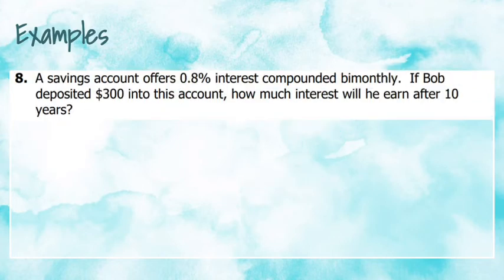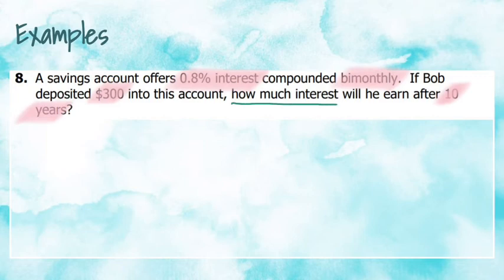So let's do another example. This problem says a savings account offers 0.8% interest compounded bi-monthly. If Bob deposited $300 into this account, how much interest will he earn after 10 years? So 10 years, but then it asks us how much interest. That is different. So it doesn't just want to know what the new amount is. It wants to know how much we gained, how much interest we gained. So we're going to find the new amount and then subtract the original amount from that to tell us how much of it was interest that we earned.